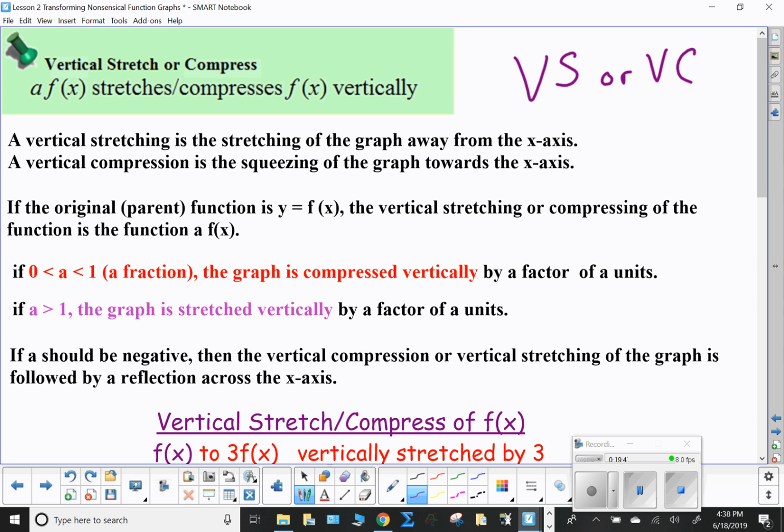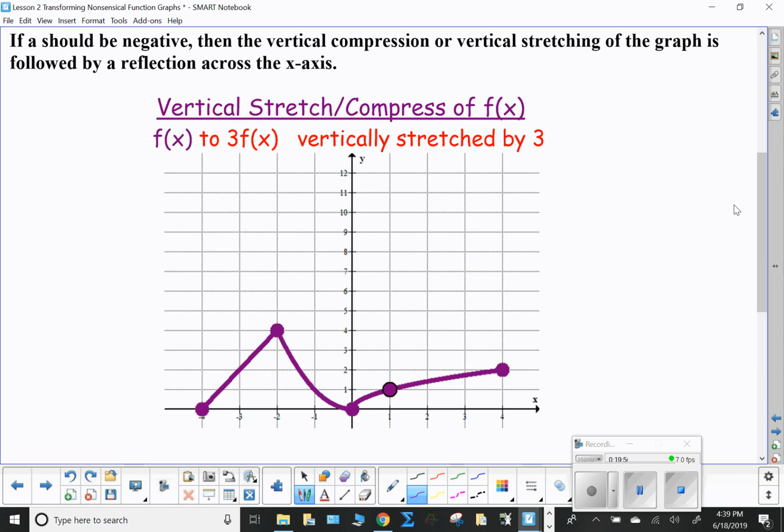Now the nice thing with vertical, 1, you're on the outside. 2, it's exactly what it looks like. So if I tell you that I'm going to go from f of x to 3f of x, I'm multiplying on the outside, so I'm vertically stretching by 3. So this is going to multiply times the y value. Well, y value here is 0, so I stay at 0. Y value is 4 times 3 goes up to 12.